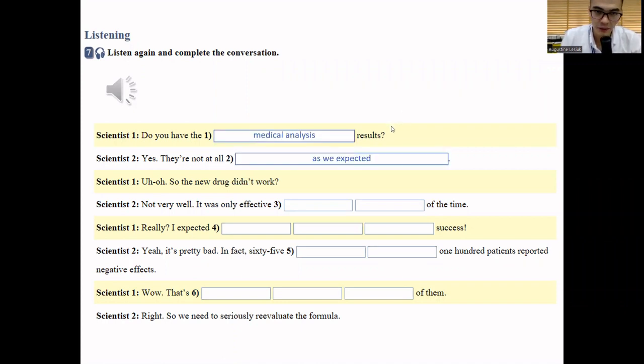Do you have the medical analysis results? Yes, they're not at all as we expected. Uh-oh, so the new drug didn't work? Not very well. It was only effective 10% of the time. Really? I expected 100% success. Yeah, it's pretty bad. In fact, 65 out of 100 patients reported negative effects. Wow, that's almost 2/3 of them. Right. So we need to seriously reevaluate the formula.